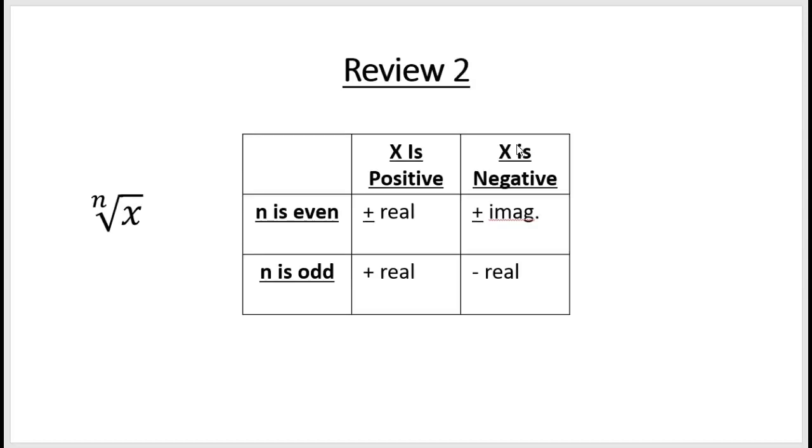Another thing that we want to remember is that when you have an even root, you always get two answers. They're either both real or they're both imaginary. It just depends on whether the inside is positive or negative. If the inside is positive, then you get two real answers. If the inside is negative, then you get two imaginary answers. But if n is odd, then it's pretty simple. If your inside is positive, your answer is positive. If your inside is negative, your answer is negative. That's something else that we learned back in lesson 5.1.